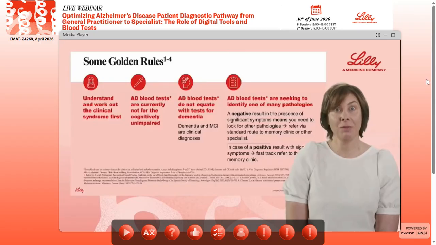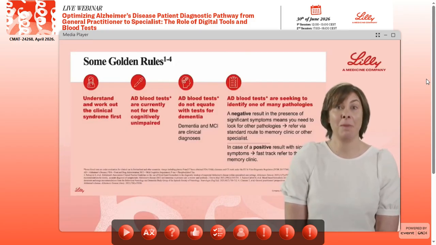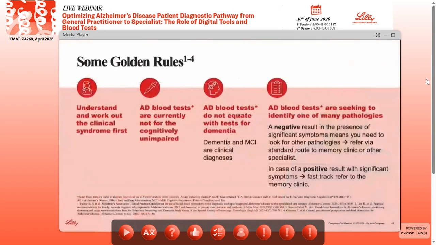So, I do have some golden rules that I think everybody should think about. One is, the clinical assessment is paramount. We need to understand and work out what the clinical syndrome is before we start using any test. These tests are not for cognitively unimpaired people. They are only for people in whom you have noticed objective clinical changes, which is why it's so important to do that clinical assessment. These tests are not a dementia test.